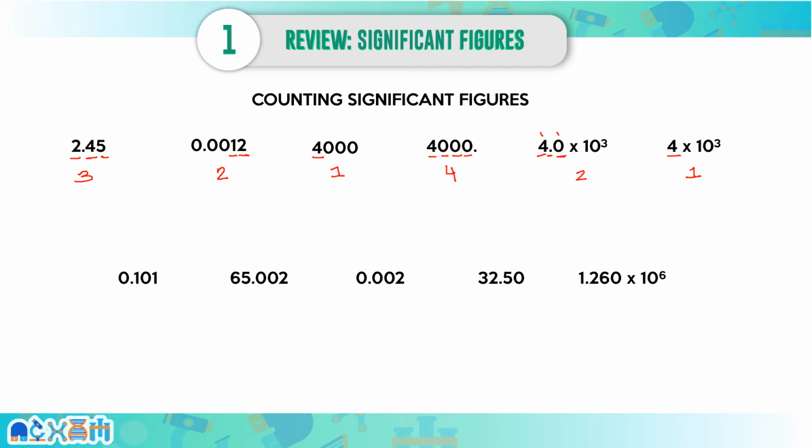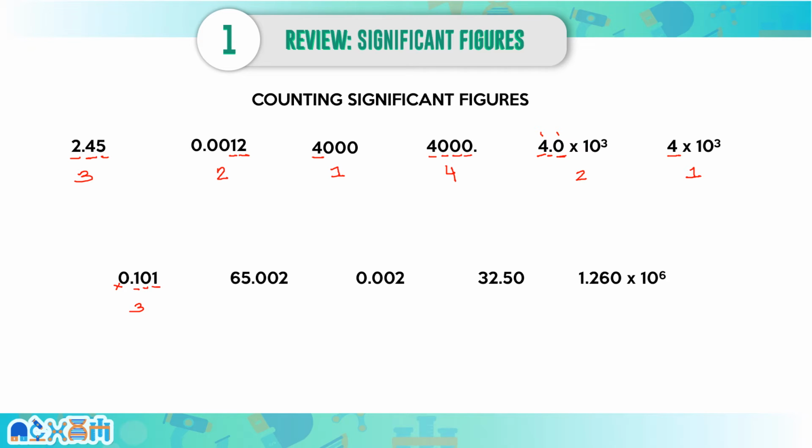Next number, you have here a cosmetic zero and a zero in between non-zero integers. And as per rule, that will be counted as 1, 2, 3. You're going to have here 3 significant figures. Okay.